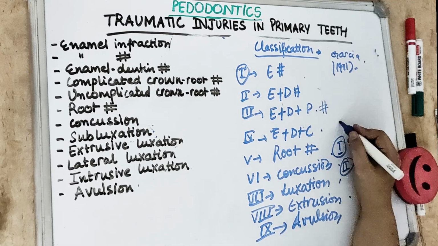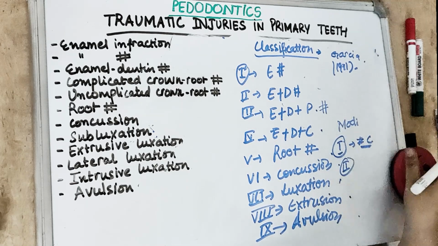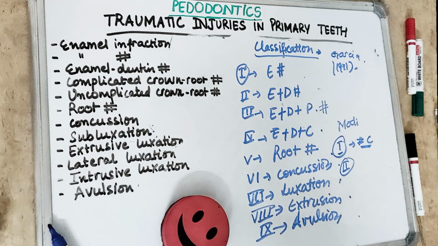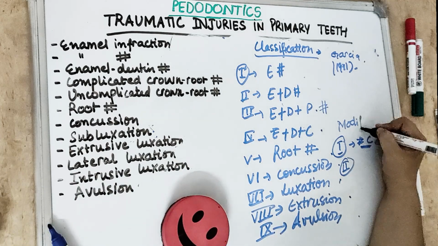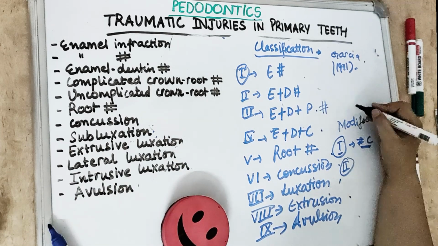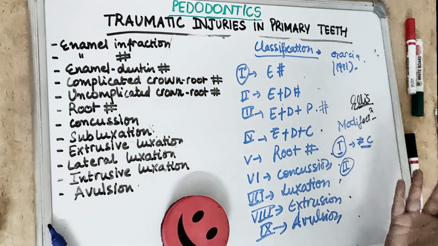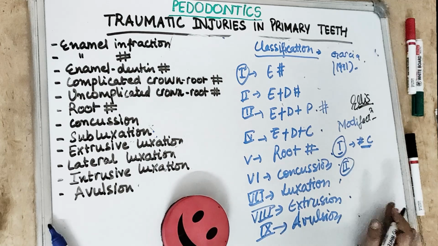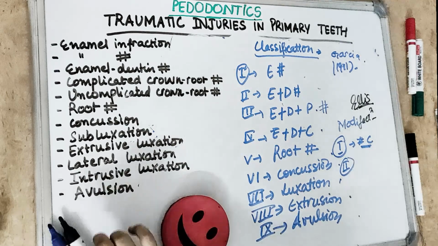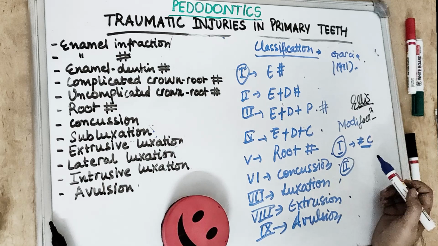Class 2 is the modification of the Ellis classification. Remember, this is not the Ellis classification itself, this is the modification of the Ellis classification. If you all know McDonald's book of pediatric dentistry, this is the classification of McDonald and Avery.